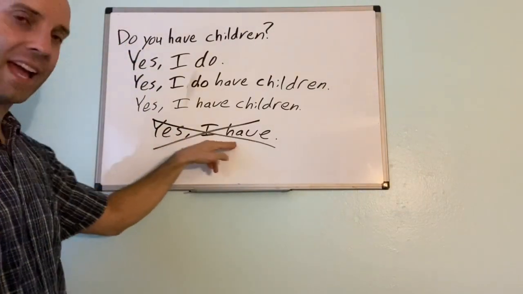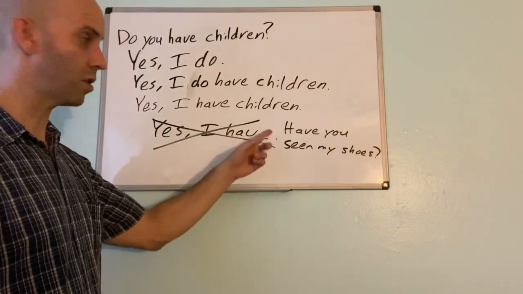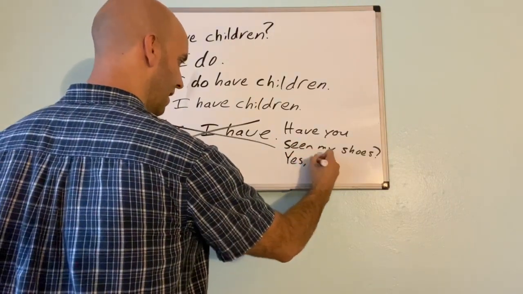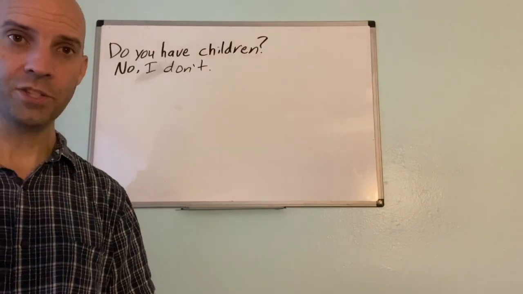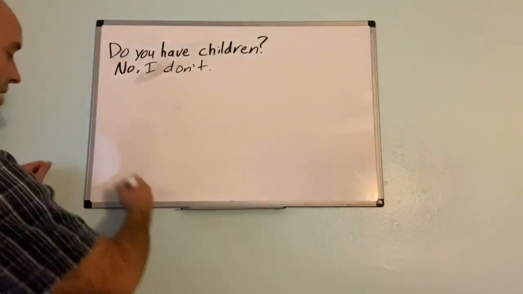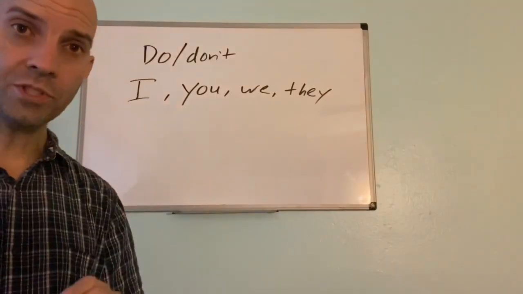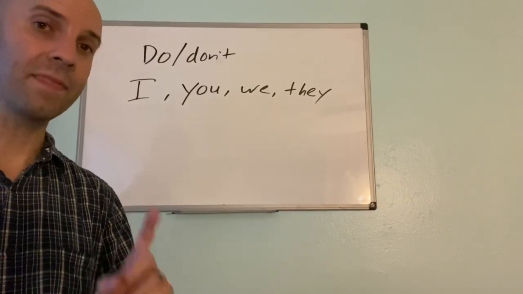To say, yes, I have is in the present perfect. For example, this question starts with have. So the answer, you can say, yes, I have. For the negative answer, you can say, no, I don't. You can also say, no, I don't have children. We use do and don't with I, you, we, and they.